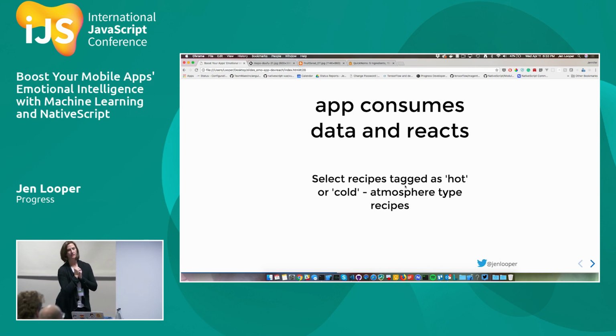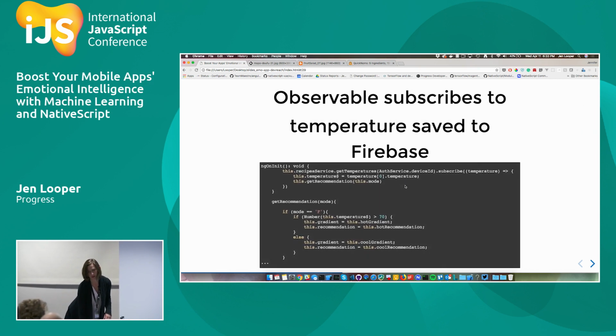So the app is going to consume data, and it's going to react, and it's going to select recipes that I've tagged in the back end as hot recipes or cold recipes, recipes that are good for hot weather or good for cold weather. And then we have some Angular code here. So all we're doing is subscribing to the temperature, saving it into Firebase, and reading it into the observable.